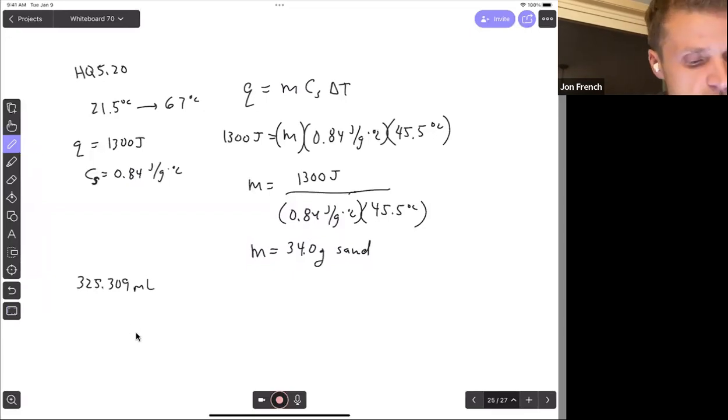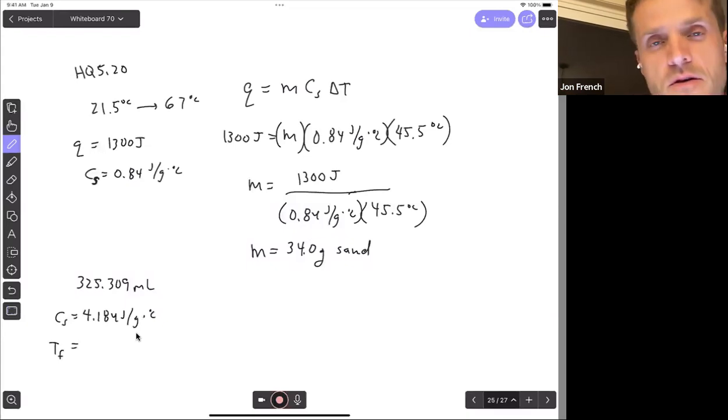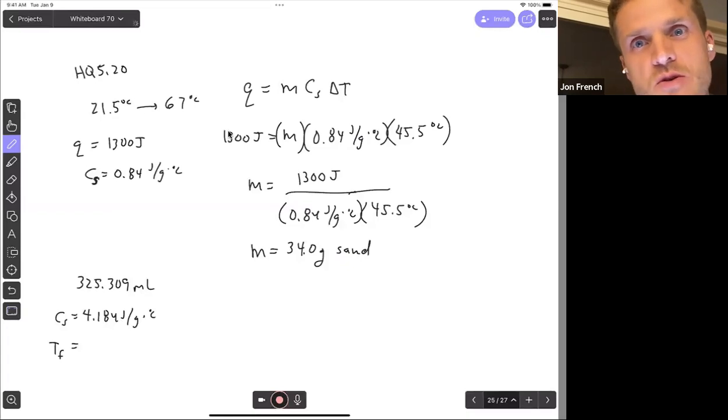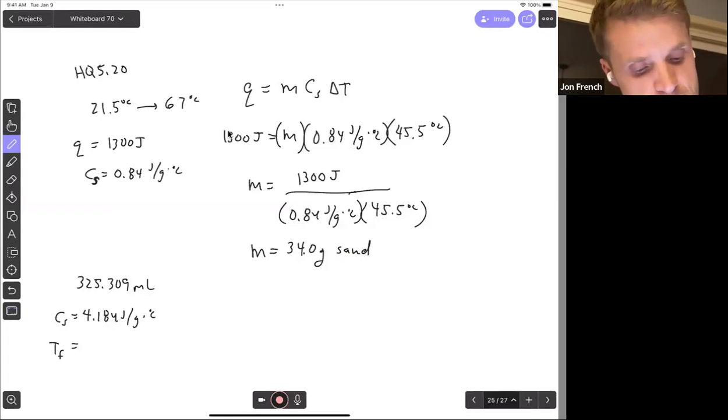All right, so we heat 325 milliliters of water. We know the specific heat, right? The specific heat of water is 4.184 joules per gram degree Celsius. And we want to find our final temperature. We're going to start with the homework questions, and then we'll do the practice exam questions in the second half. And we're always going to assume for water that density is 1 gram per milliliter.